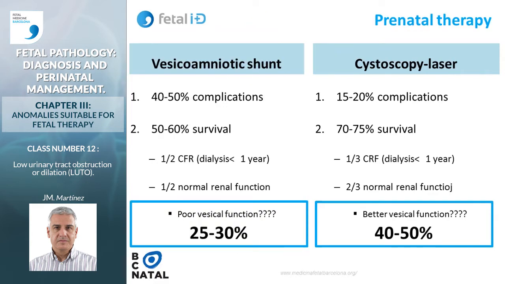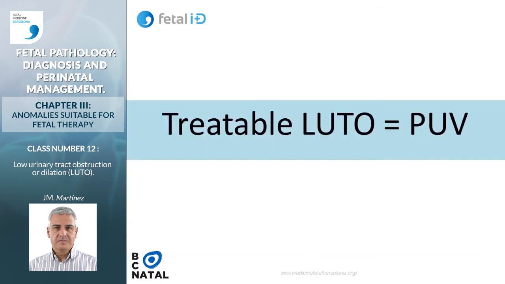So it is considered that with the cystoscopy they can have better survival rates with better vesical function. There are preliminary data because the global experience is of less than 100 cases, but the tendency seems like it has better results in relation to the vesicoamniotic shunt, although the results are not spectacular, and in that way we have to tell the parents. Therefore, when having a treatable LUTO, in which we find a megacystis due to urethral obstruction, and we think that the most probable cause are posterior urethral valves, we will offer the option of cystoscopy.